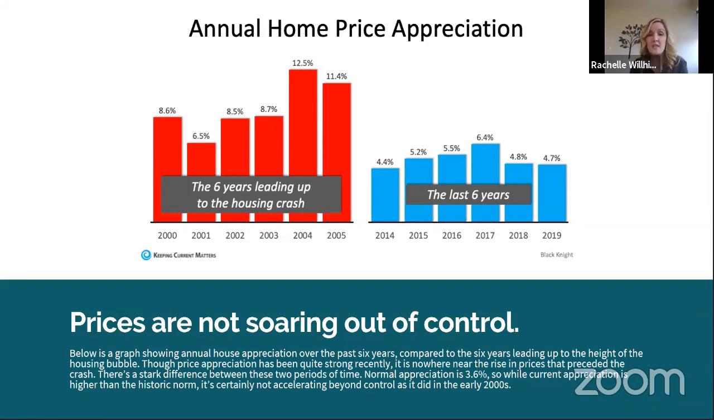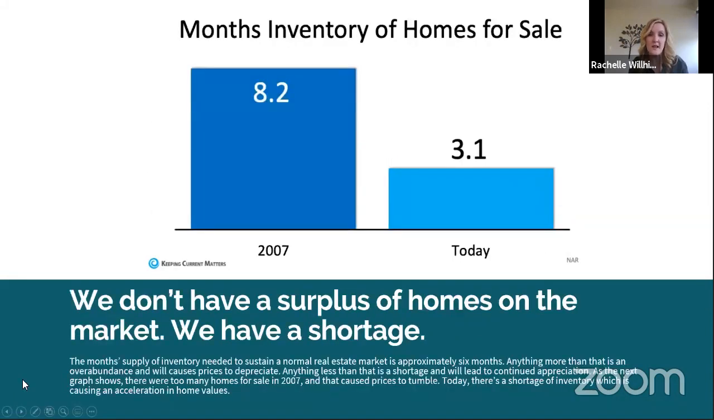Again, this is national data that Keeping Current Matters gave us. But again, we're not seeing anything abnormal. Normal appreciation across the nation is 3.6. So historically, it's certainly not accelerating beyond control as it did in the early 2000s. Okay, let's go to the next slide.